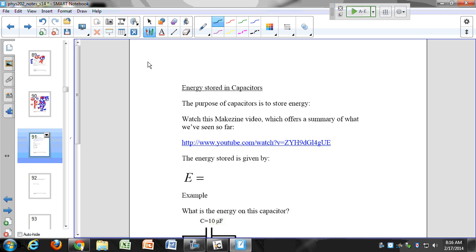Do y'all remember the other purpose for capacitors? We'll get into this in a couple of chapters. Huh?